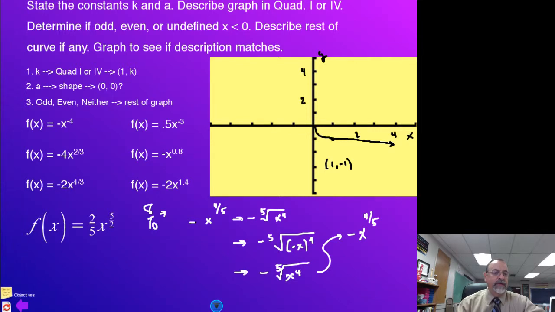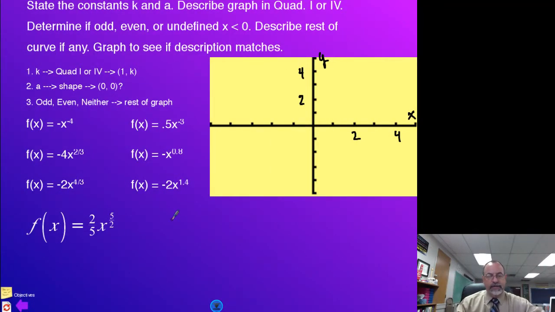which means it's even. Even is a reflection over the y-axis, so however it looks on the right side of the axis, it's going to look exactly the same on the left. So this point is going to be reflected over here. 0, 0 is on the graph because it's not asymptotic, and then it looks the exact same over here. And so this should be the graph of negative x to the 0.8 power. And we'll click on here, and we're pretty good. Okay.